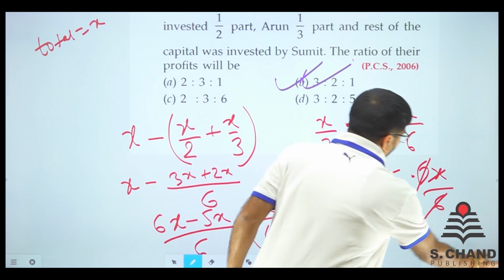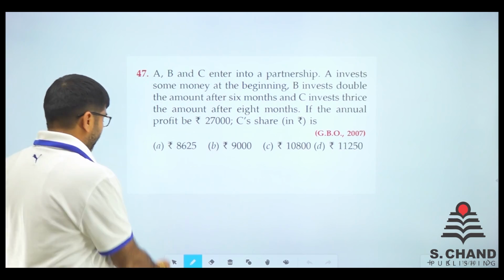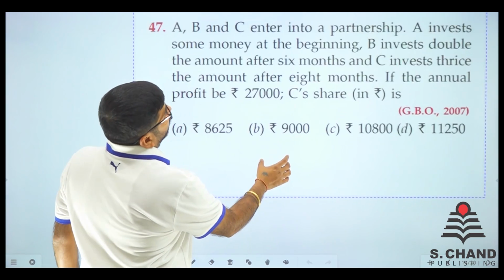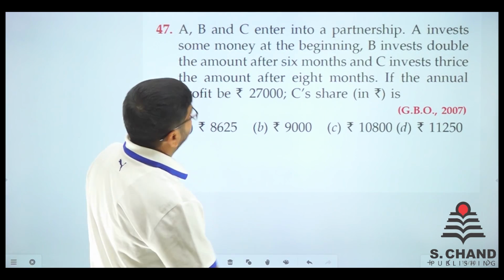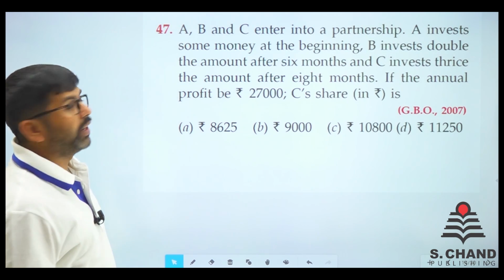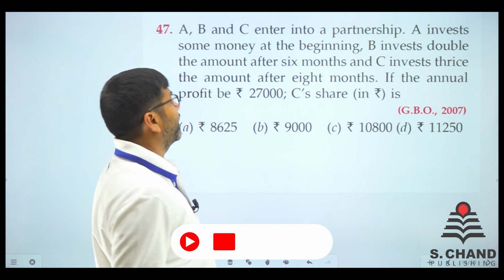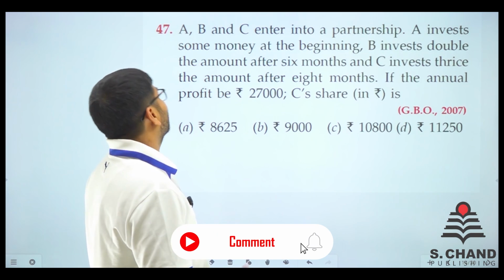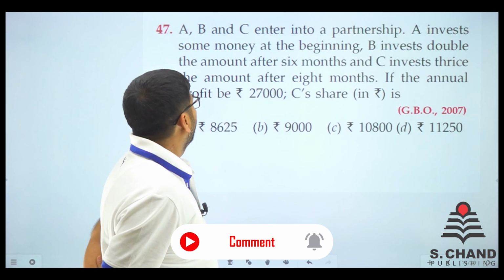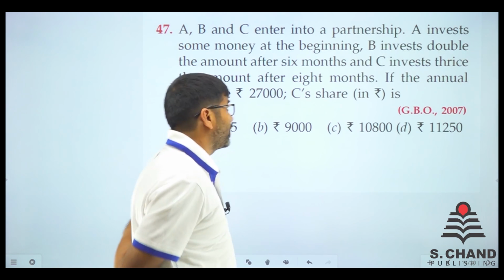We move to next question. So question number 47, what does it say? A, B, C enter into a partnership. A invests some money at the beginning. B invests double the money after 6 months. And C invests thrice the money after 8 months. If the annual profit is 27,000, C's share is what?